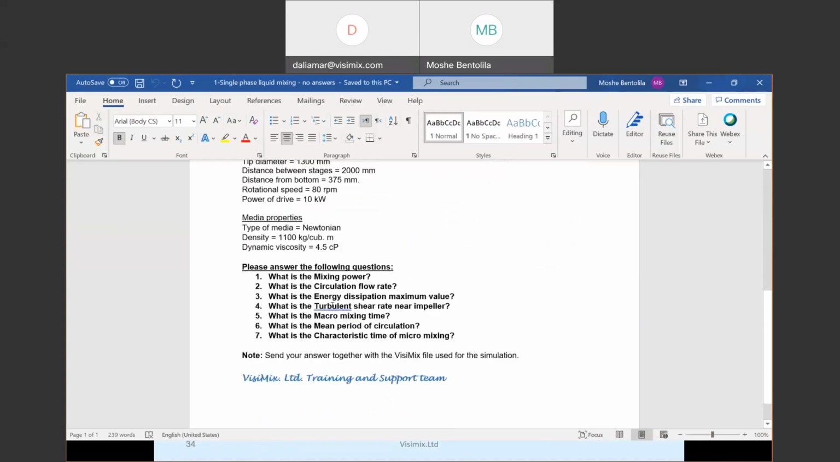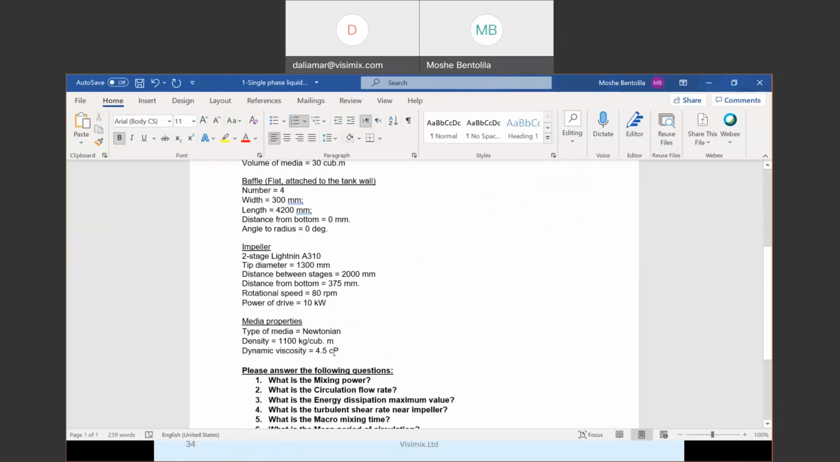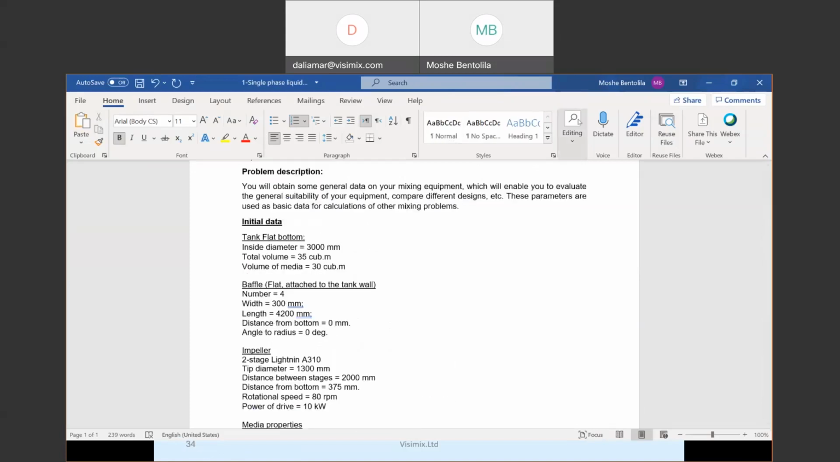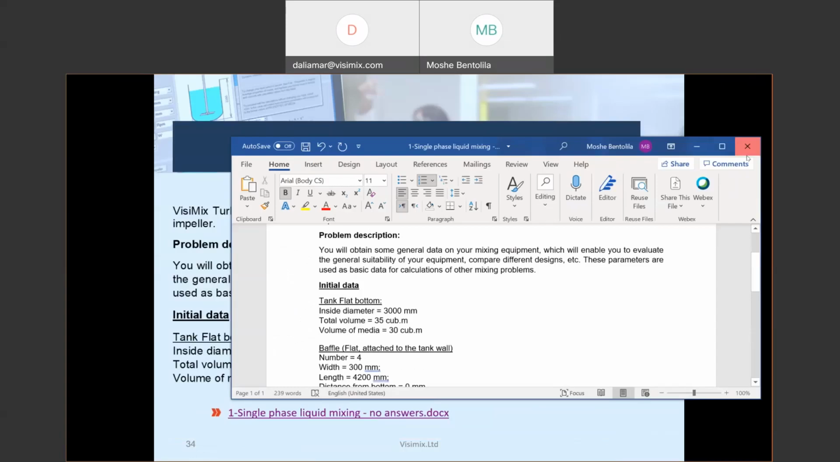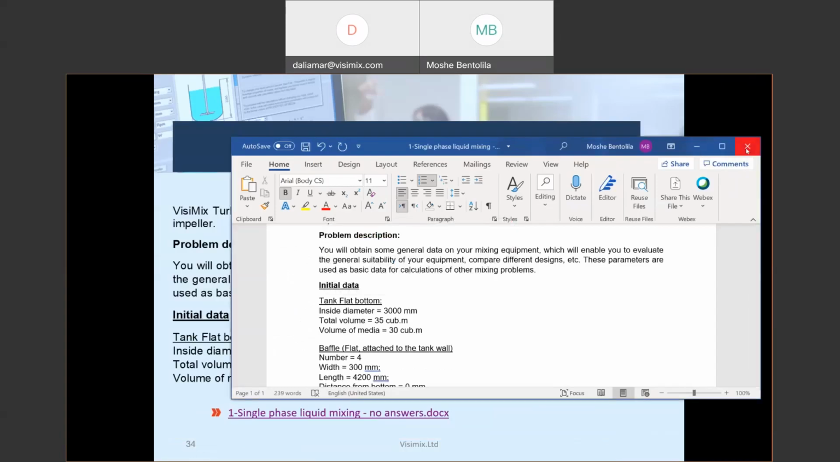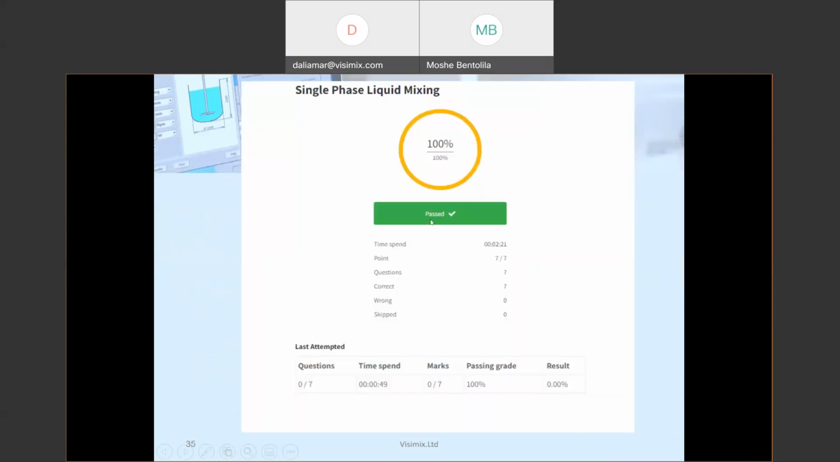1, 2, 3, 2. Yes. All the answers. So this question you need to answer. You upload the software with the tank, the buffer, the impeller, the properties of the media, and you need to answer the question. Once you finish, you will get the V, green color, that it is okay. And after that, you will have the pass. You have 7 points, depending on if you answer all the questions.